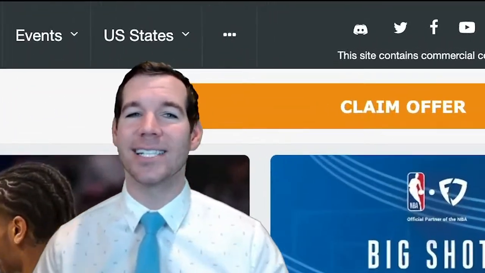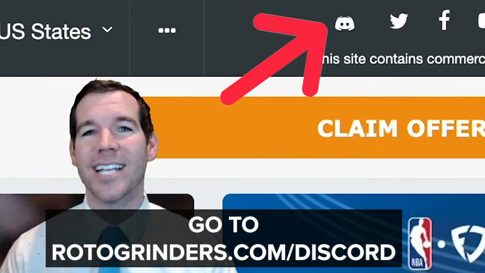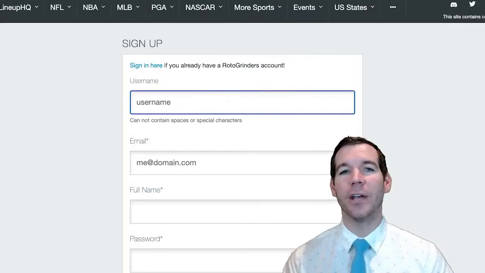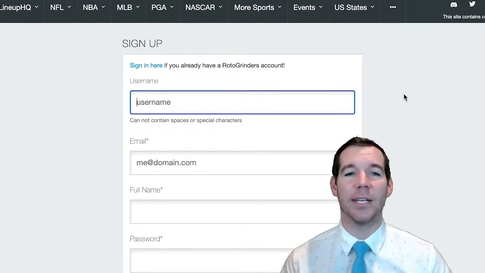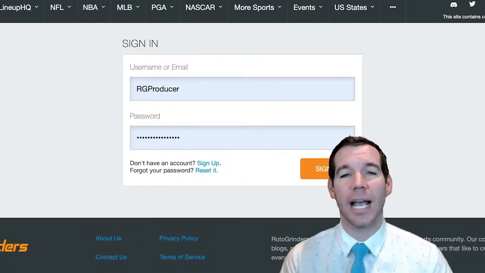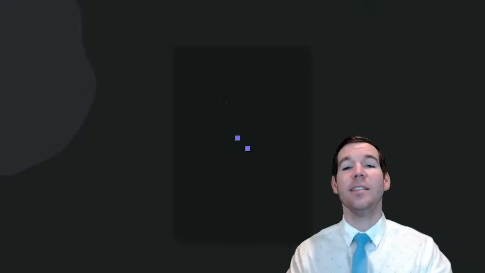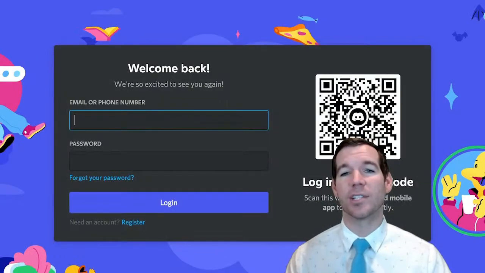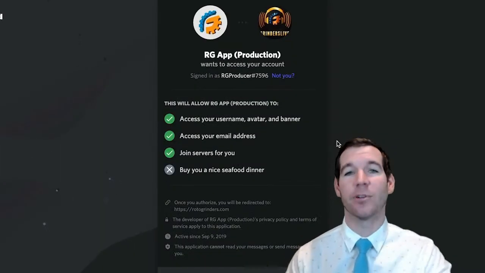All you have to do is click the Discord icon on RotoGrinders or go to rotogrinders.com/discord. From there, you'll either sign up if you're new to RG, or if you're already a member, just click the link at the top to go to the sign-in page. Once you've logged into your RG account, you can be taken to Discord to log in there. Once you've connected those accounts, you won't have to leave the server. You can freely close out and reopen Discord without ever having to reconnect.